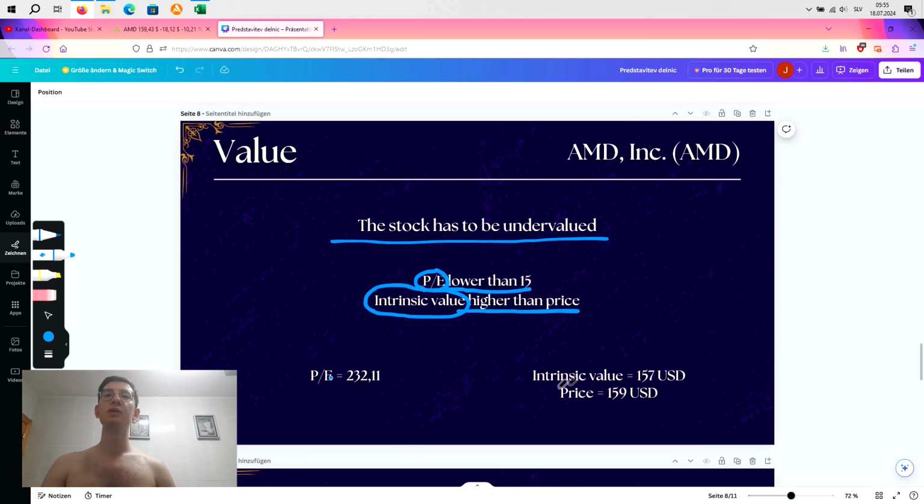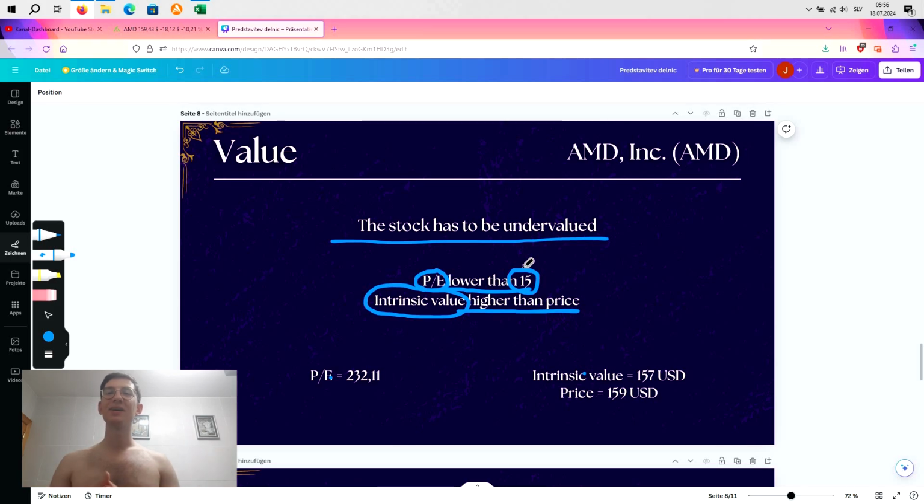Just write AMD P/E ratio or AMD intrinsic value and you get the numbers. Okay, now what is P/E ratio? P/E ratio is actually a measurement that we use to measure how undervalued or overvalued AMD is in comparison to the stock market and competitors. All of the stocks on the stock market have an average P/E ratio of 15. That's why we have 15 here, and we want to invest in stocks that are undervalued, that have a value under 15. Because that shows us that they are undervalued.